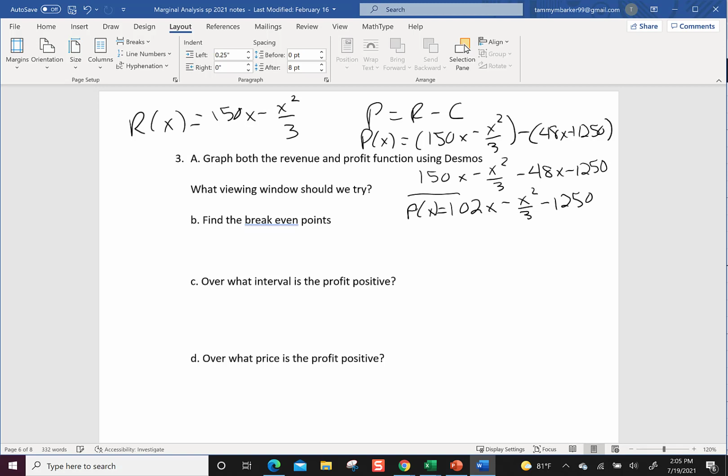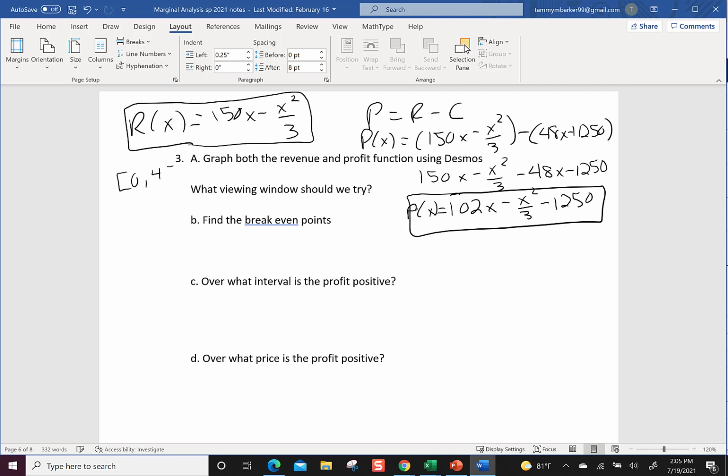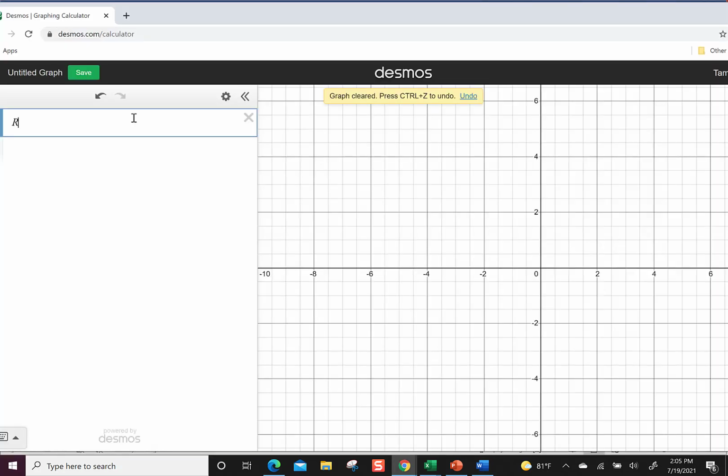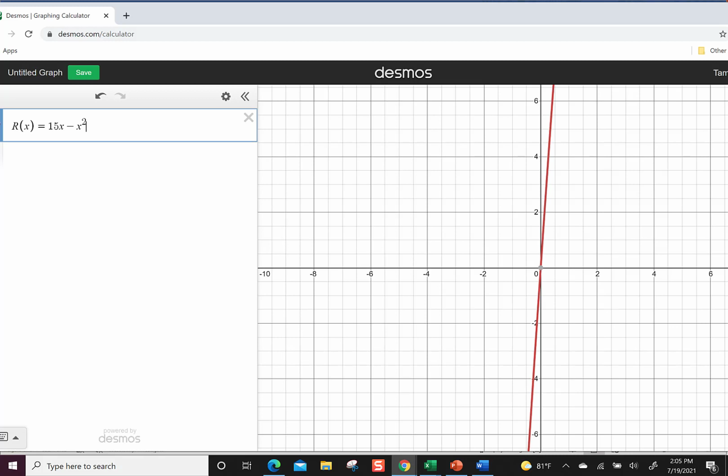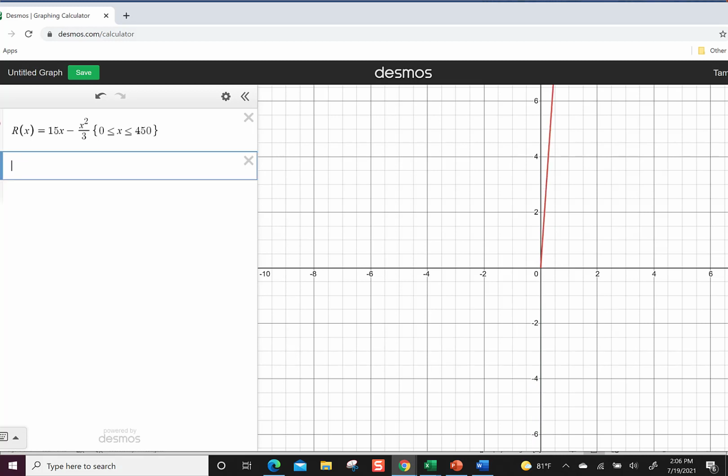When we start thinking about what domain we should use and what our viewing window should be, we should go back and remember that we had a closed domain of 0 to 450 when we talked about the price. So we want to use that same thing to talk about the revenue and the profit. So I'm going to start with my revenue. So R of x is equal to 150x minus x squared over 3. And I'm going to put 0 is less than or equal to x, which is less than or equal to 450. That way it doesn't go more than it needs to.